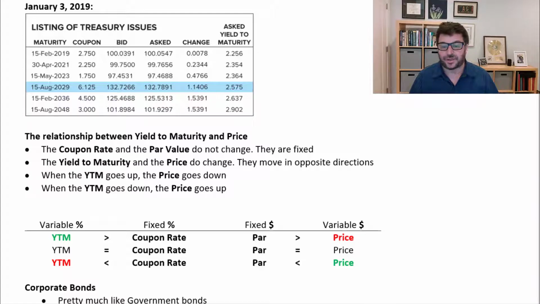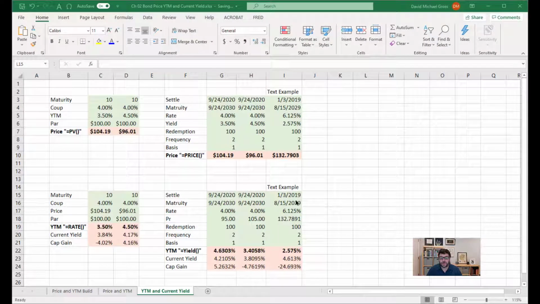And just going very quickly back to that spreadsheet. So here I have calculated the yield to maturity for the bond from the textbook example. The settle date was January 3rd, 2019. The maturity date is August 15th, 2029. Here is the coupon rate. Here is the price. This is the redemption, the frequency, and the basis, and I get a yield to maturity of 2.575. Note that the price is very high, and so even though it pays a 6.125% coupon, the current yield is significantly lower than that, and I'm going to take a big hit in terms of capital gain. I'm going to pay 132, but I'm only going to get 100, so I'm going to take a 24.5% hit when I buy the bond, and so the yield to maturity is the 2.575.